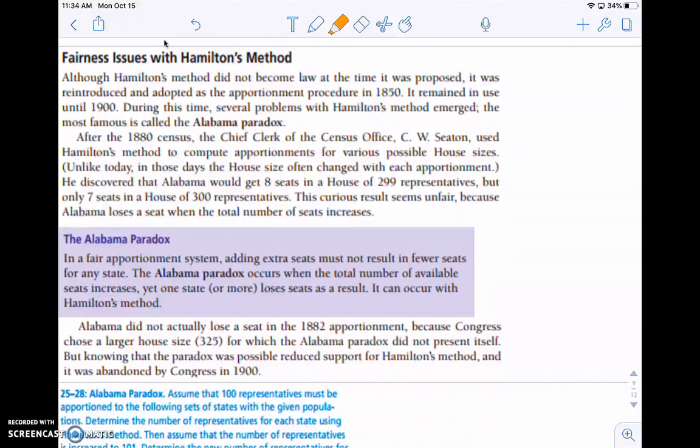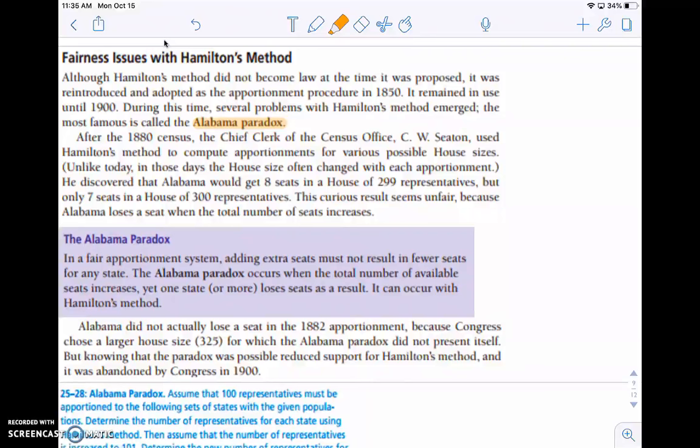Although the Hamilton method did not become law at the time it was proposed, it was reintroduced and adopted as an apportionment process in 1850. It remained in use for almost 50 years until 1900, and during this time several problems with the Hamilton method emerged, and the most famous is what's called the Alabama paradox. After the 1880 census, the chief clerk of the census office used Hamilton's method to compute the apportionment for various states.